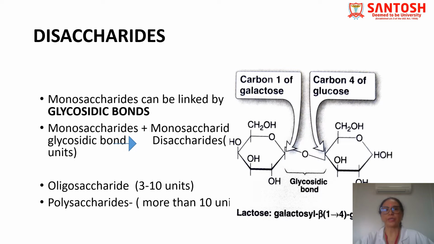Any two monosaccharide moieties joined together to form a disaccharide, oligosaccharide or polysaccharide have to have glycosidic bonds. We will discuss different types of glycosidic bonds at the end of this chapter. Now, oligosaccharides are 3 to 10 units, and polysaccharides are when the units are more than 10.